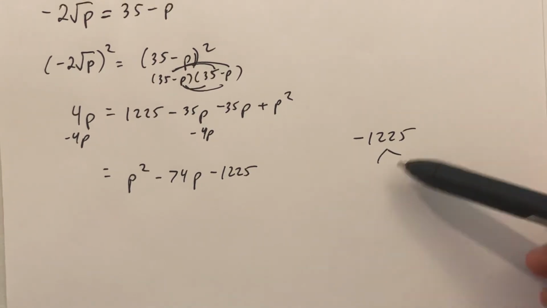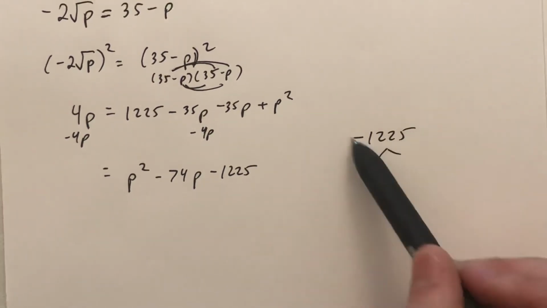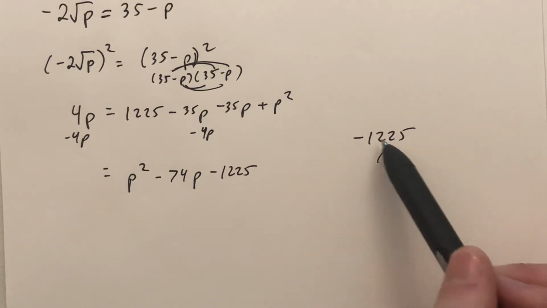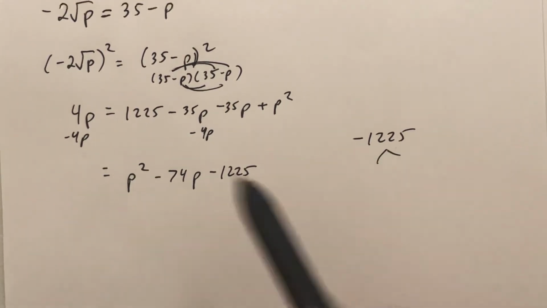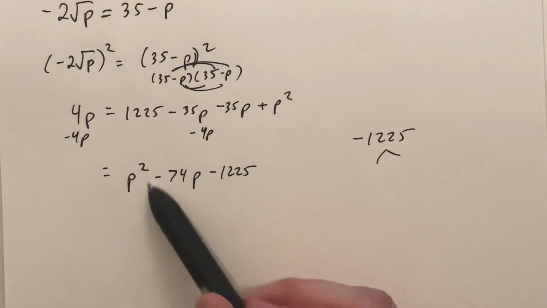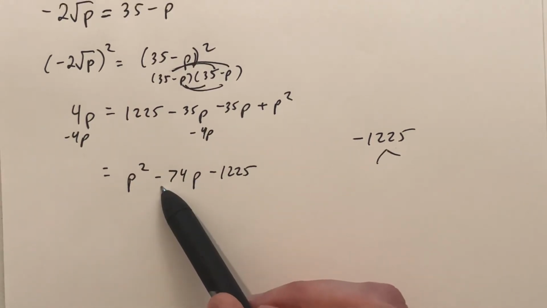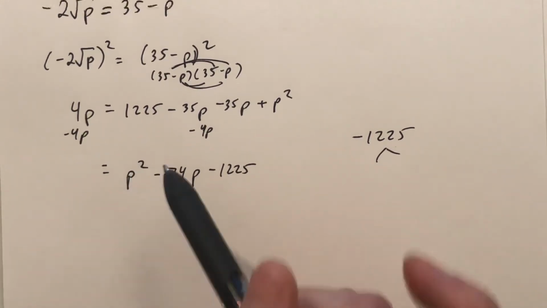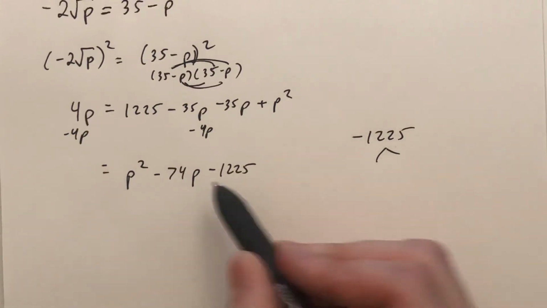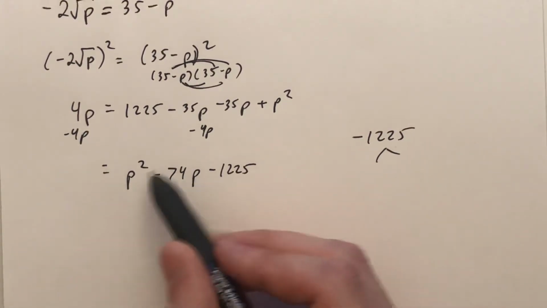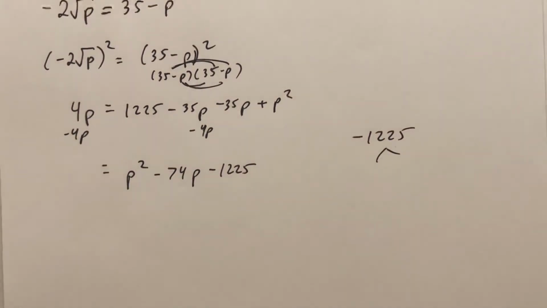But also let's point out that this is a negative 1225, so we have opposite sign numbers, and we need them to add to a negative 74. So they're going to be pretty far apart too, in terms of how far apart they are, so that a positive and a negative would add to negative 74.